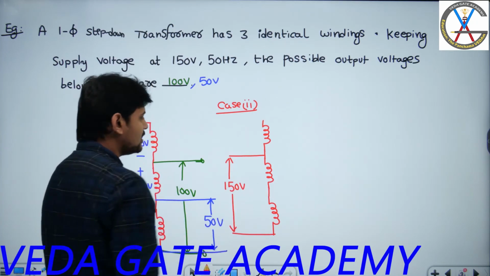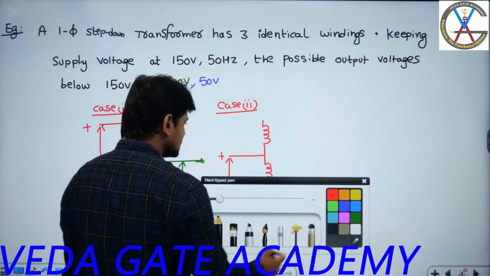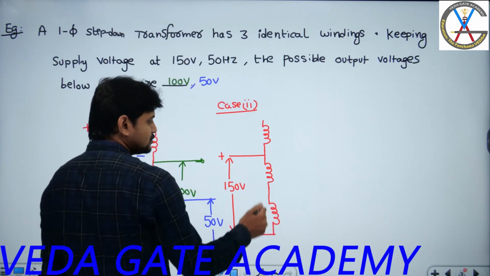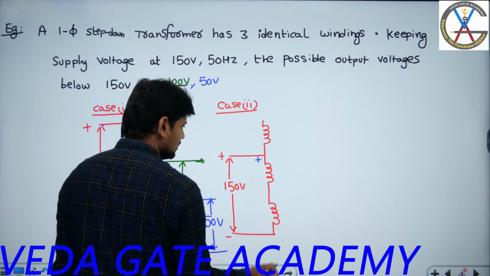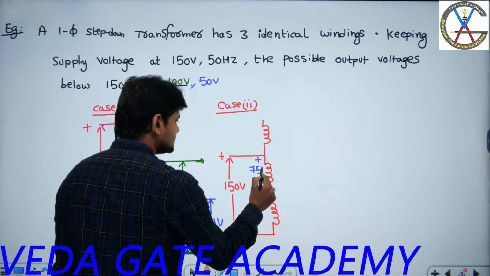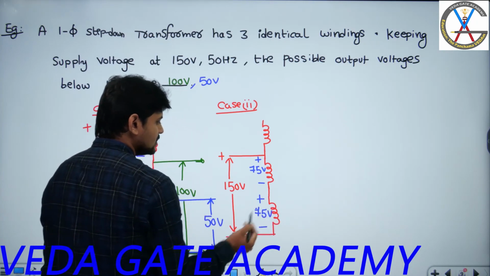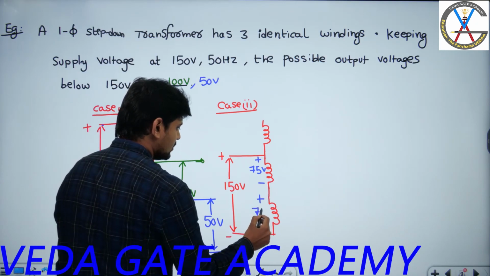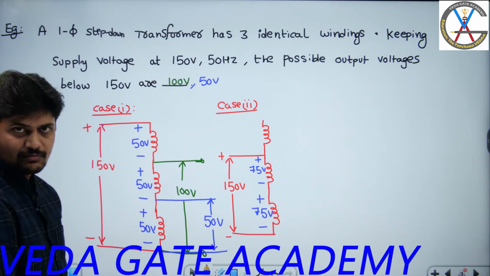The moment I connect 150 volts, and say this is the plus and minus terminal, can you tell me whether this voltage will be equally divided across these two windings? Because these two are similar, identical windings, 75 volts will appear here and the remaining 75 volts will appear here. Yes or no, guys? Right. So this is 75 volts. Yes. So if this is 75 volts, what is the next one?